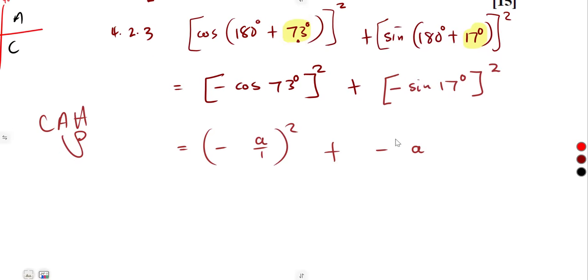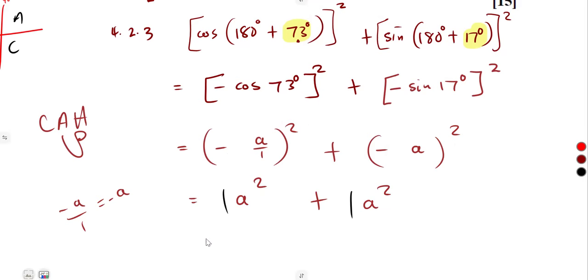So in place of that, I'm going to put A, so it's minus A, minus sine 17, but sine 17 is A. Negative A over 1, guys, is the same as negative A. So here it is the same as negative A, but we are squaring it, so it's going to be positive A squared. You square a negative, it turns to a positive. So this is where you are. A squared plus A squared, this is 1, this is 1. So 1 plus 1 is 2. So that's 2A squared. Just like that.